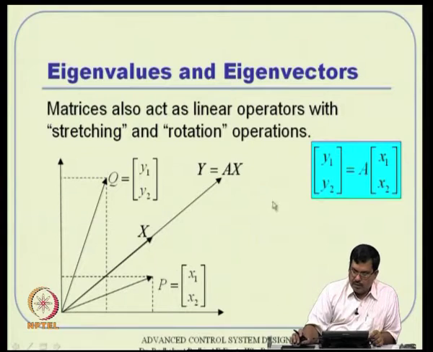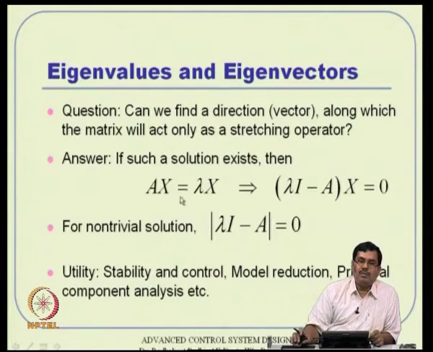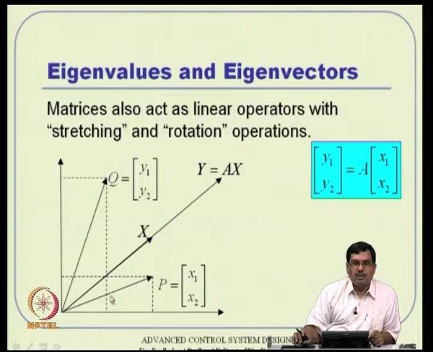So that is the eigenvector direction, and the amount of stretching is nothing but the eigenvalue. Now, relying on this philosophy, what does the math say? How do you operate that? The question is, can we find a direction or a vector along which the matrix will act only as a stretching operator? If that happens, then Ax is nothing but lambda times x, where lambda is just a scalar quantity. Ax equal to lambda x gives us only a stretching operation.